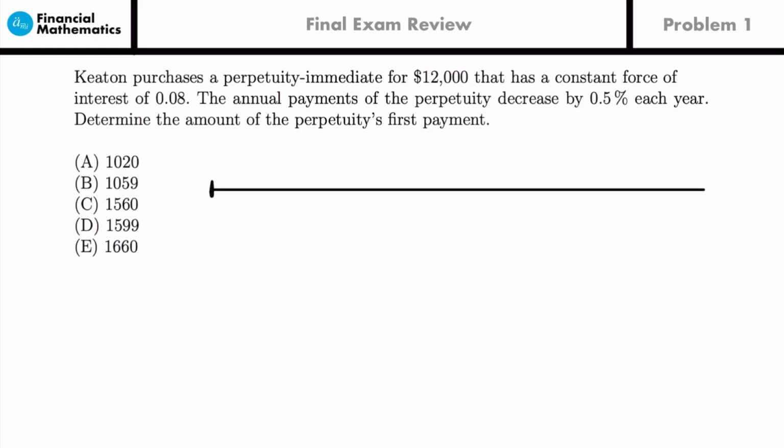All right, so right here will be time equals 0. And then this would go on forever, so I'm just going to include about 4 or 5 payments here. So we'll do time 1, time 2, time 3, time 4, and time 5. So let me write those dates in here. I believe these are annual payments, right? It does say the annual payments of the perpetuity decrease by 0.5% each year. So each of these times on the timeline represents a year.